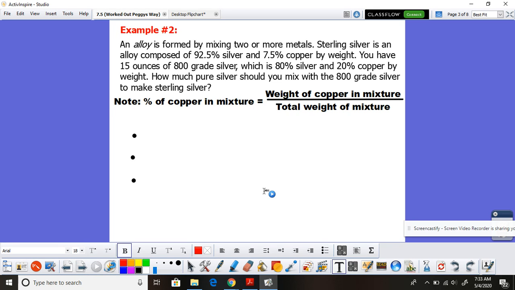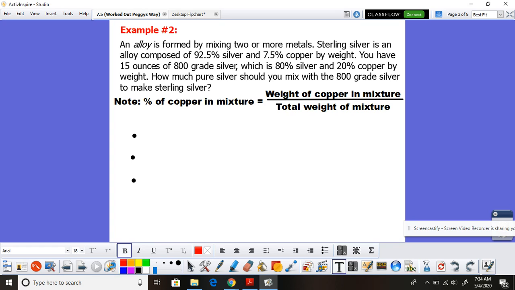All right, the dreaded word problem. This seems really, really complicated, but when we break it down, it's really not that bad. All right, so it says an alloy is formed by mixing 2 or more metals. Sterling silver is an alloy composed of 92.5% silver and 7.5% copper by weight. You have 15 ounces of 800 grade silver, which is 80% silver and 20% copper by weight. How much pure silver should you add to the 800 grade silver to make sterling silver?